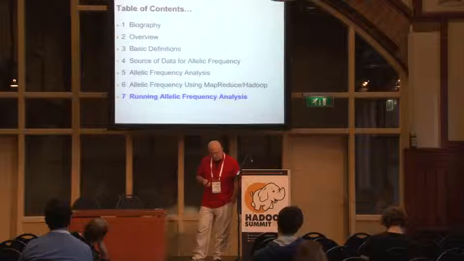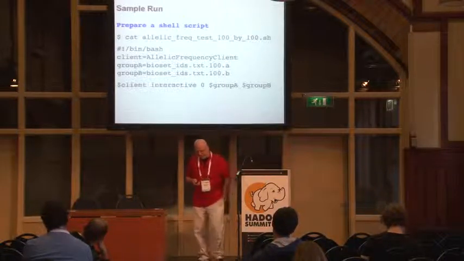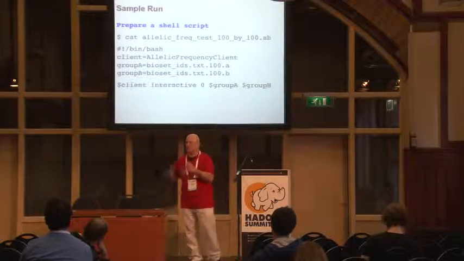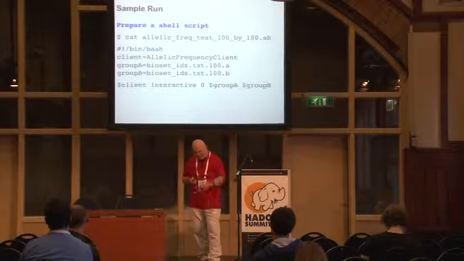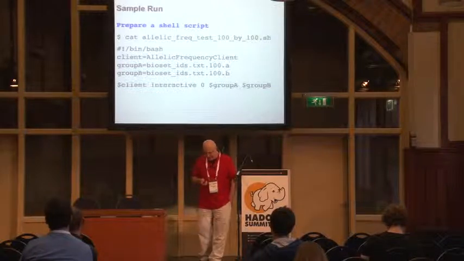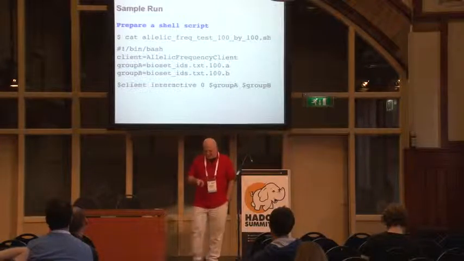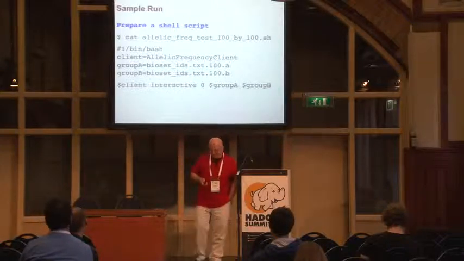And next, I will show you running the allelic frequency analysis. I have a shell script which has two groups, Group A and Group B. I selected 100 by 100, basically, 100 in Group A and 100 in Group B. And then I run this program interactively. The name of the client program is the Allelic Frequency client. It just takes the zero, basically. What does that zero mean? I'm putting the output at a file called zero, somewhere.